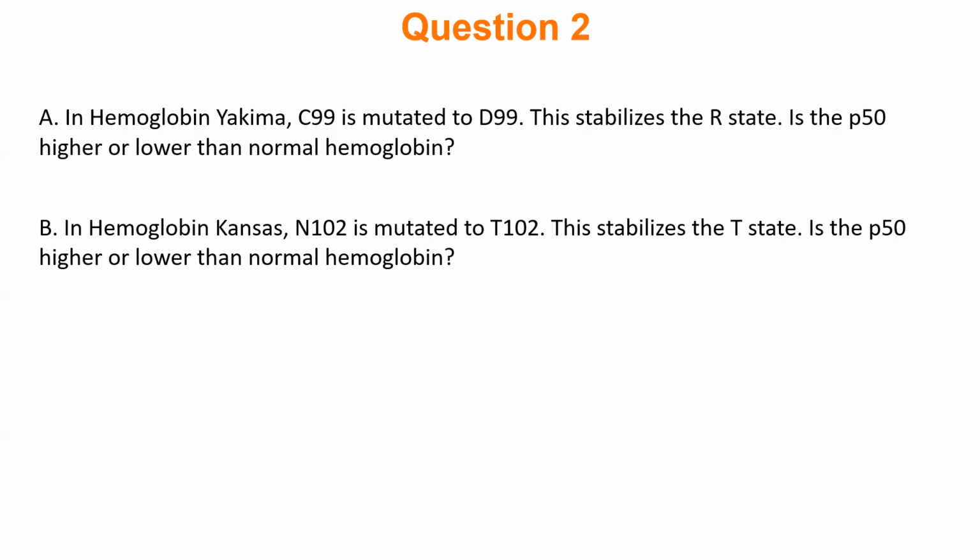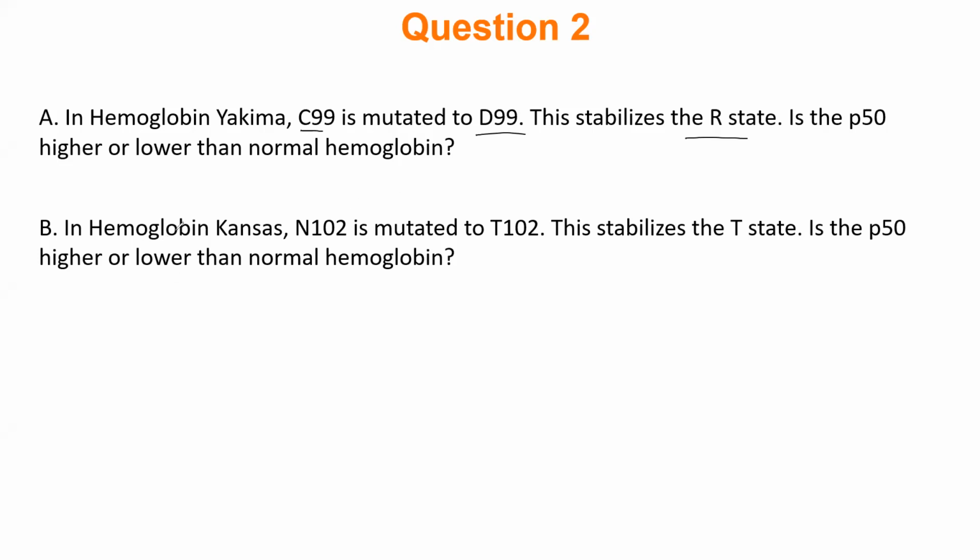So in our first variant, Yakima, we have a cysteine being mutated to aspartic acid at position 99. That's what C99 and D99 mean. It's just saying cysteine position 99 mutated to aspartic acid position 99. When you do this, you stabilize the R state. So is P50 higher or lower compared to normal hemoglobin?